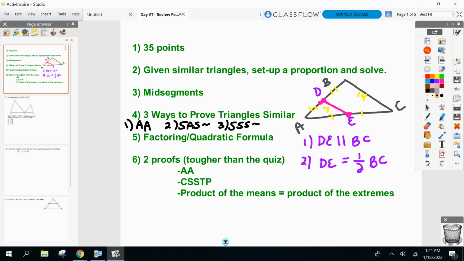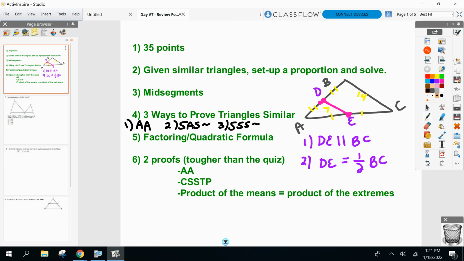All good. Factoring, quadratic formula. I really busted your chops on the quiz on this. Not so much here. There's only going to be one of these problems where you have to use quadratic formula or factor. I'm not going to tell you which one, though. Only one of those tomorrow, because I really got after it on the quiz with it.